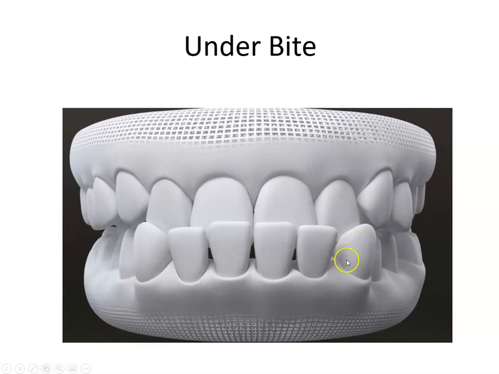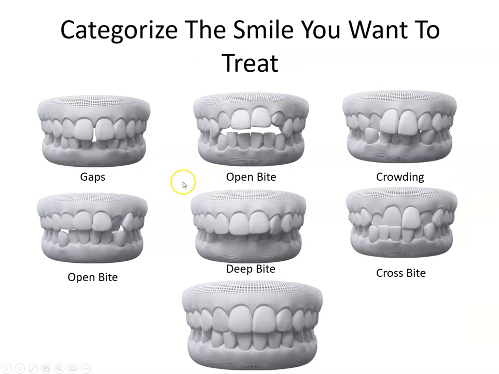An underbite is when all of the front teeth are going in front of the upper teeth, and that's called an underbite. Naturally, the teeth are supposed to be that the top are over the bottom. Here, it's an underbite.